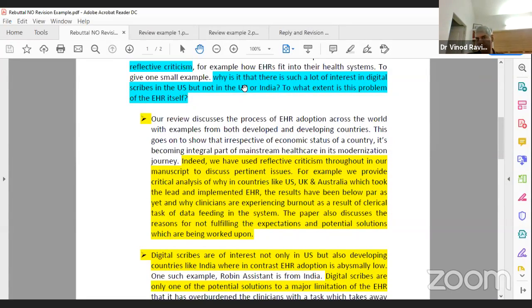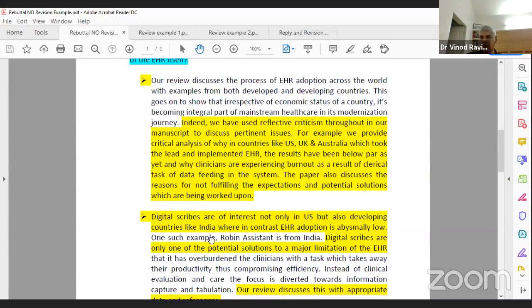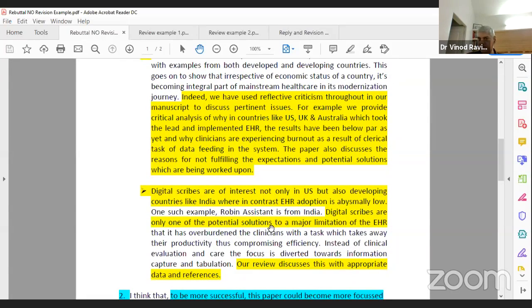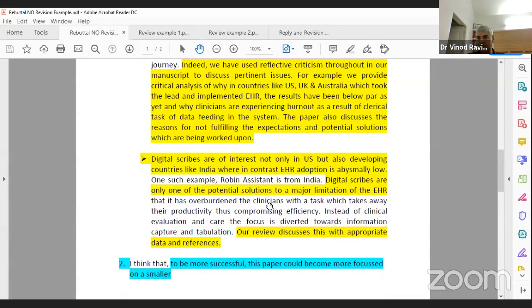Whenever a specific question was found, like why is it that there is such a lot of interest in digital scribes in US but not in the UK or India? So we said, with evidence, that it is actually there in India, and it is one of the potential solutions to a major limitation of the electronic health records. And we said our review already discusses these aspects. We did not revise anything.